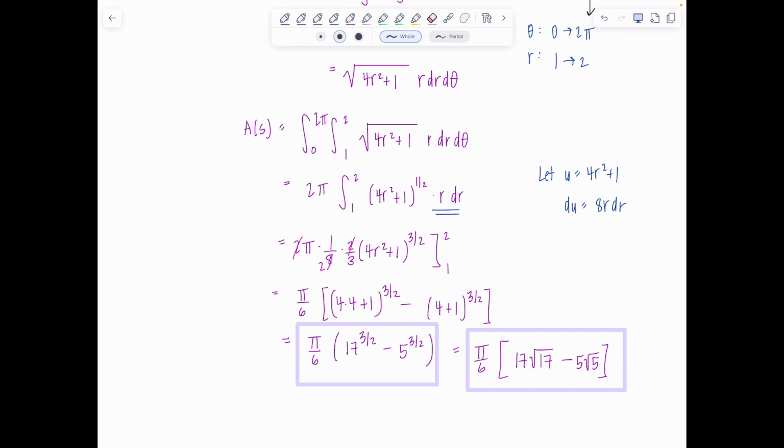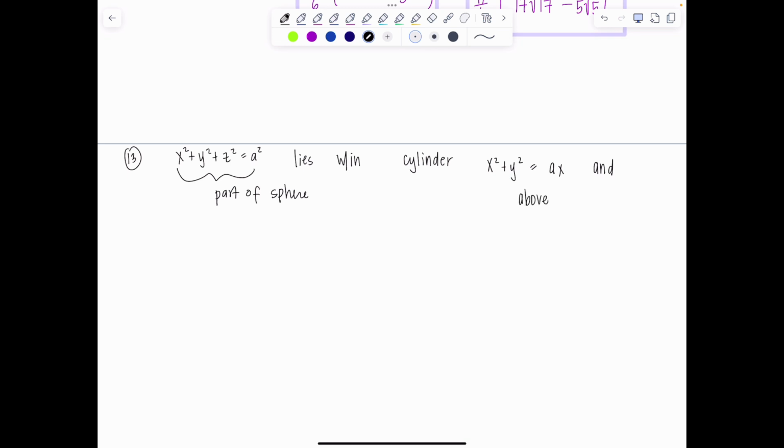Okay, 13. This one's spicy, here we go. So the part of the sphere x squared plus y squared plus z squared equals a squared, I feel like I made this extra credit last semester. So the part of the sphere that lies within the cylinder x squared plus y squared equals ax and above the xy plane.